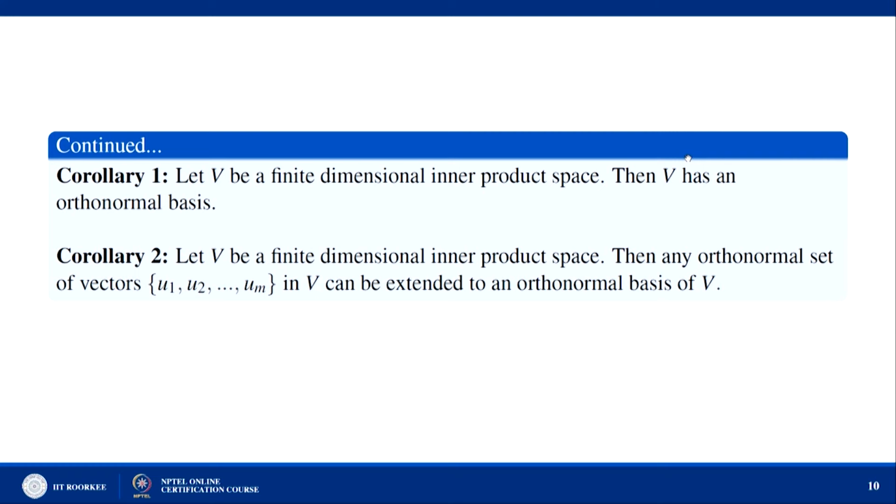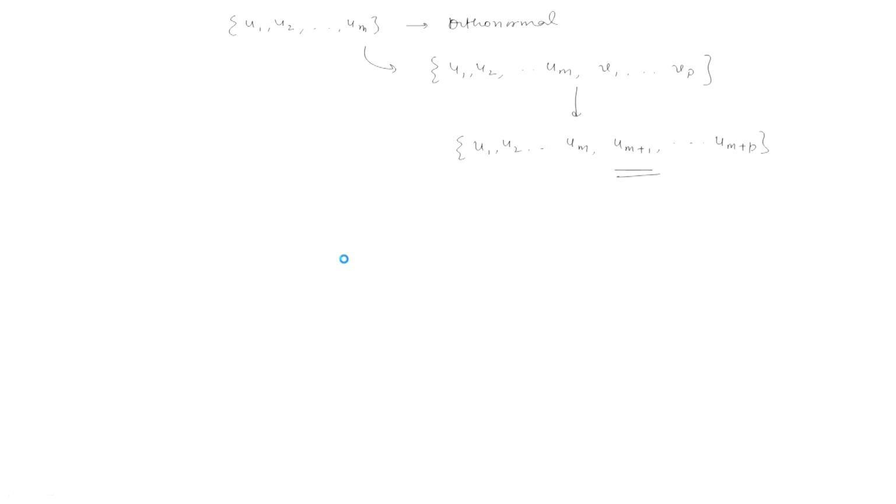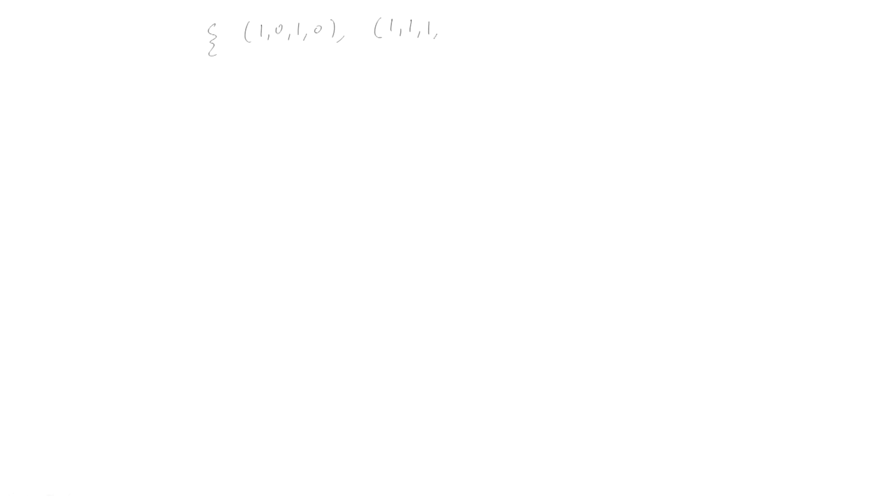Now, there are some problems based on this. The two problems can be easily obtained. Let us discuss the first problem. The second can be solved on the same lines. The definition of inner product is different, other things are the same. You see, in this example, we have the set of vectors as 1, 0, 1, 0. The second is 1, 1, 1, 1. The third is 0, 1, 2, 1. This is u1, u2, u3.